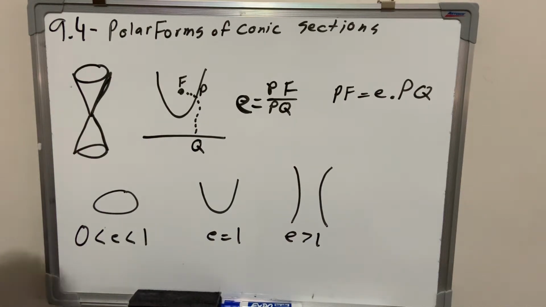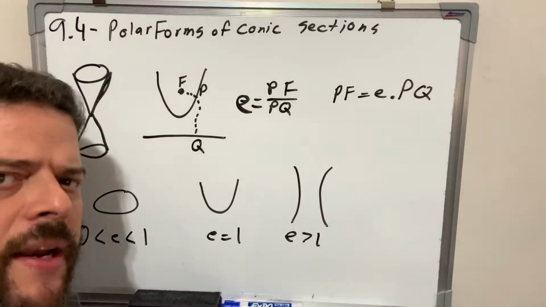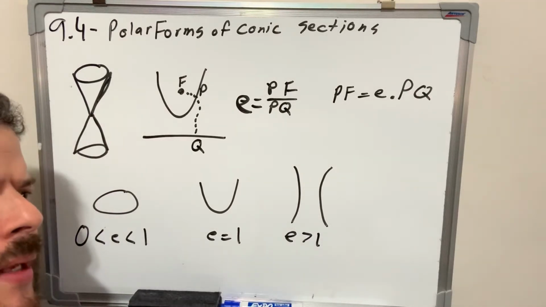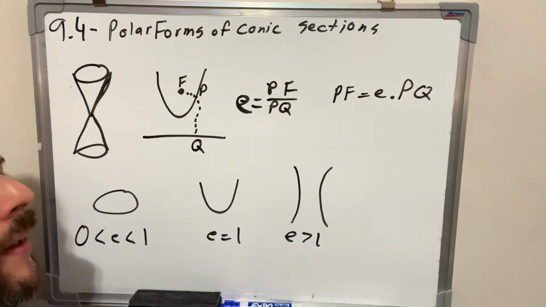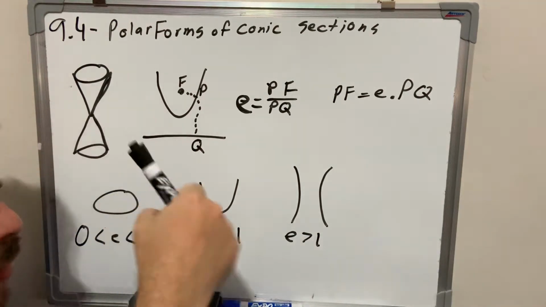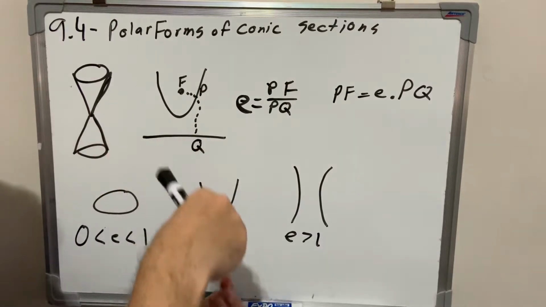Good morning, class. Today we're going to see the polar forms of conic sections. Now you're probably going to be asking yourself, what the heck is a conic section? Think of it this way. Just assume you have two ice cream cones whose tips are touching.